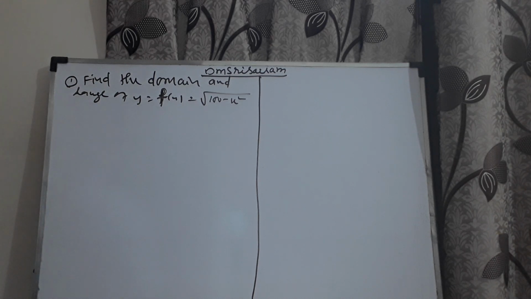Just see, the basic rule behind this particular problem is, in any function y is equal to f of x, what are all the possible values x can take is called the domain. What are all the possible values y can take is always called the range. I repeat, in any function y is equal to f of x, what are all the possible values x can take is called its domain. What are all the possible values y can take is called its range.